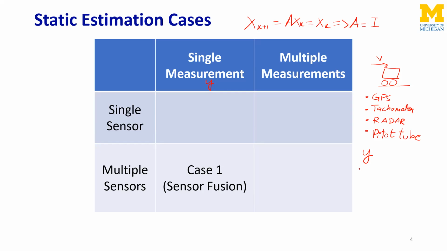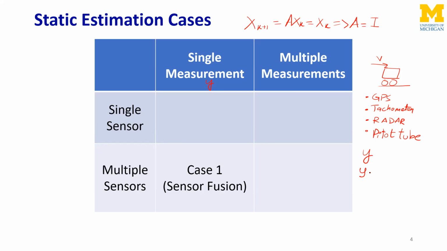For example, you keep getting these measurements at 5 seconds or 10 seconds, or asynchronously, which means the GPS might be giving you measurements every 1 second. Tachometer could be giving you these measurements every 10th of a second. Radar could be giving you measurements every 2 minutes.